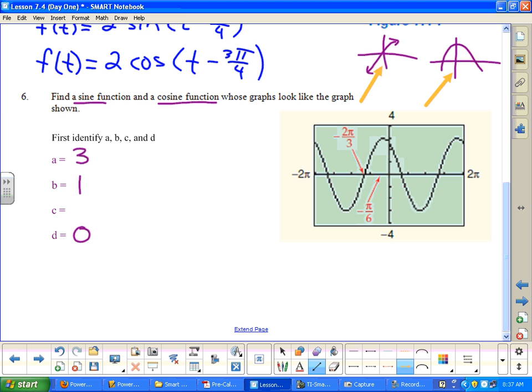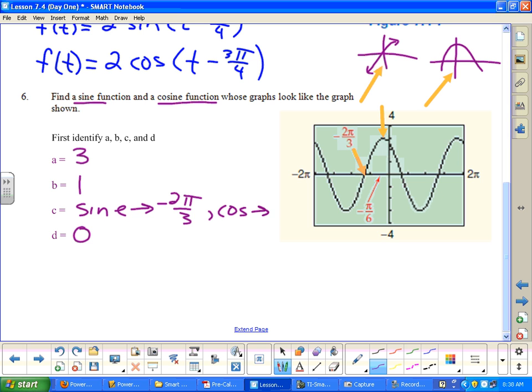Okay? So here we have, like I said, they're really generous here, that they tell us that here's a max at negative pi over 6. Here it goes up at negative 2 pi over 3. So they give us those numbers for us. So for sine, it's going to be negative 2 pi over 3. And for cosine, it'll be negative pi over 6.